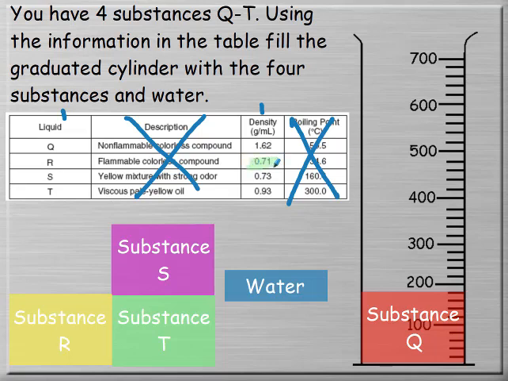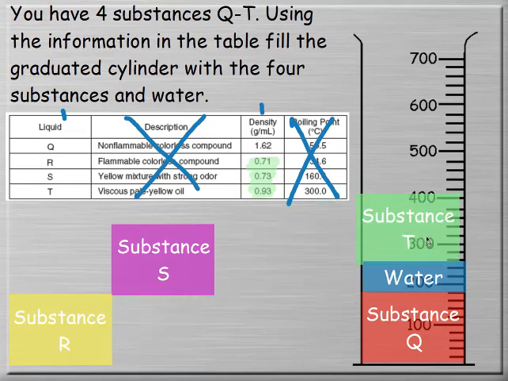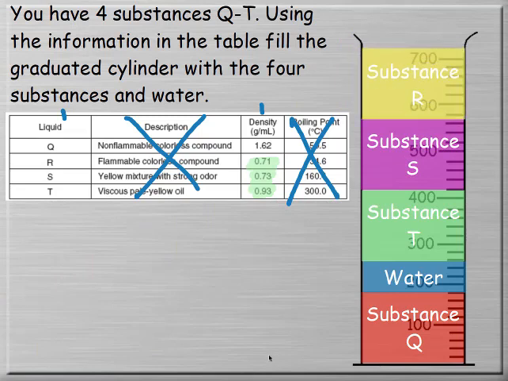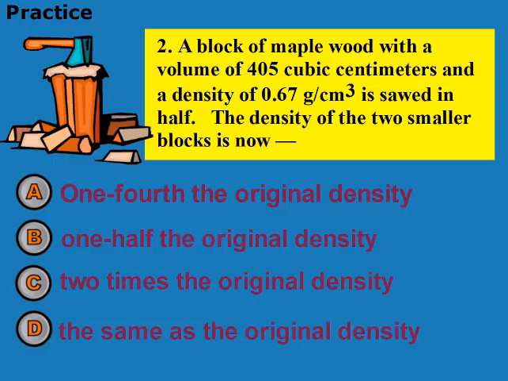These other three do not have a density greater than water, which means water has to be next. And these three, R, S, and T, will have to be above water. Of those, T is the most dense, then S, and R is the least dense. So that is how your density column should be filled out. Go ahead and pause the video and try this one on your own. Restart when you're done.